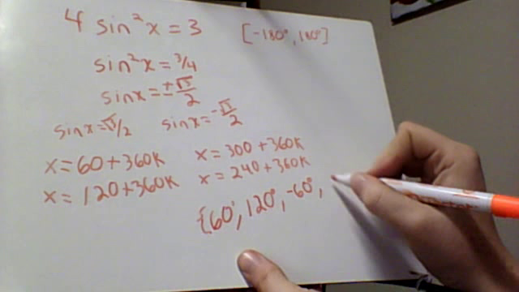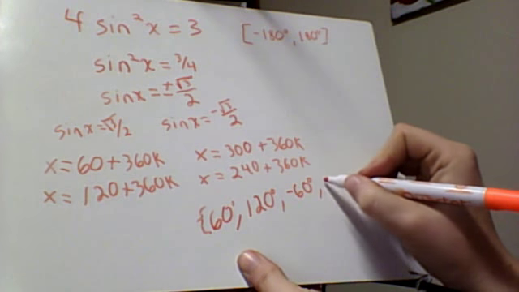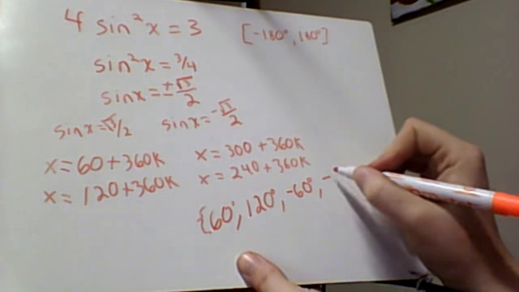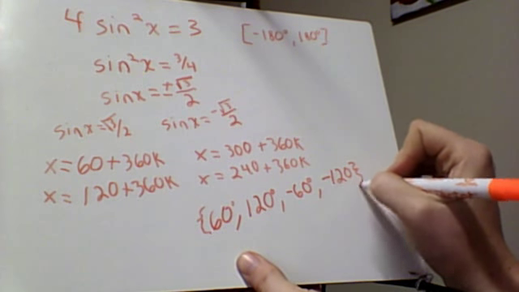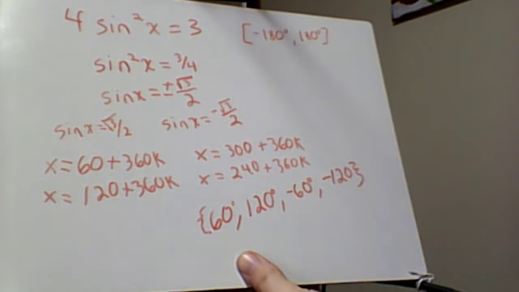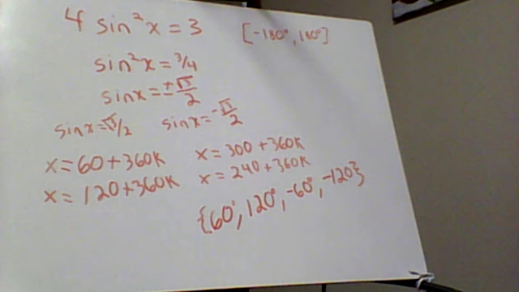For this last one, again I have to plug in -1 for k. That gives me -120 as the answer. And there is your solution. That gives you all the solutions on the interval for this initial problem.